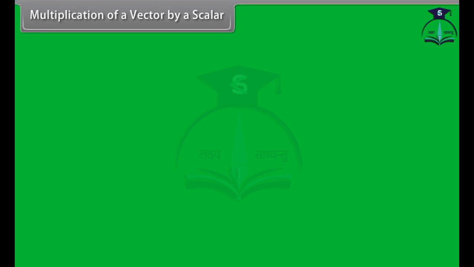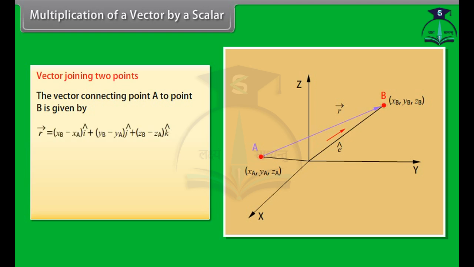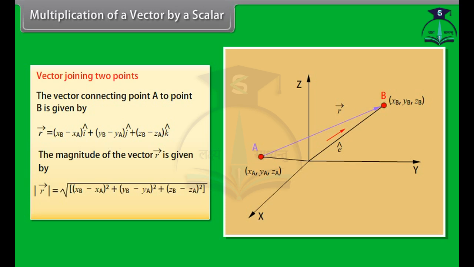Multiplication of a vector by a scalar. Vector joining 2 points. The vector connecting point A to point B is given by vector R equals (xb minus xa) cap i plus (yb minus ya) cap j plus (zb minus za) cap k. The magnitude of the vector R is the square root of (xb minus xa) whole squared plus (yb minus ya) whole squared plus (zb minus za) whole squared.